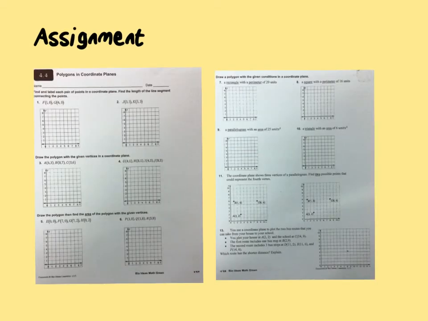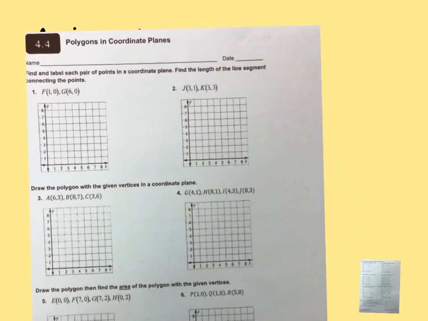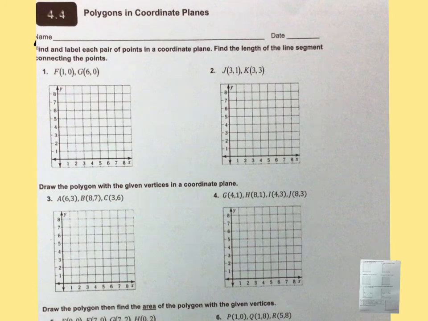Okay, here we are with your assignment. Let's minimize this a little bit so we can see what's going on. And you can see that it says find and label each pair of points in a coordinate plane. Find the length of the line segment. So it wants us to tell the length. Let's take a look at this.